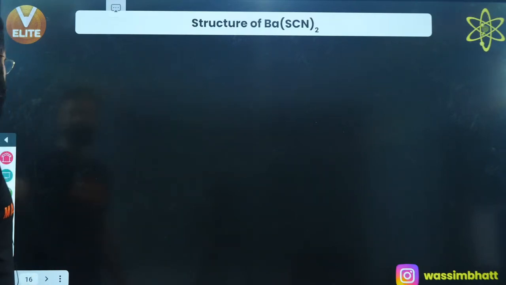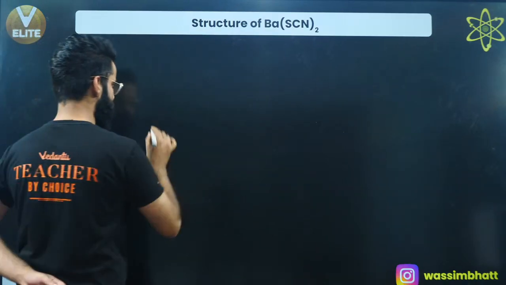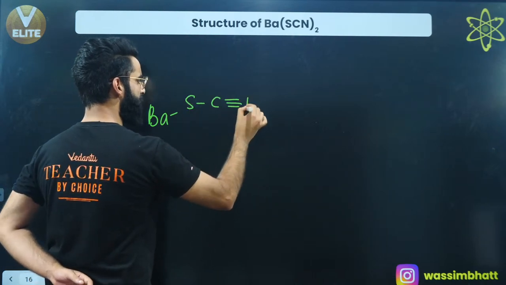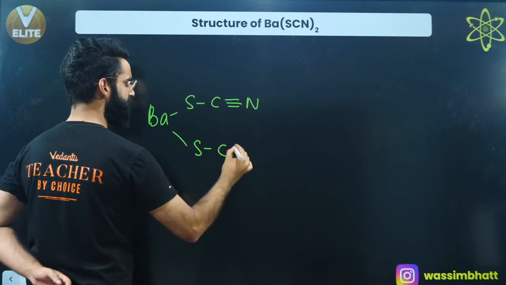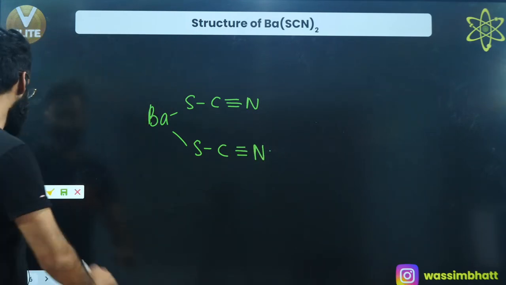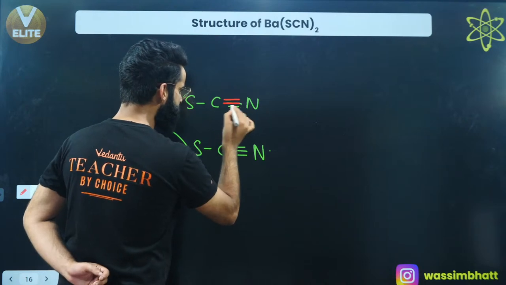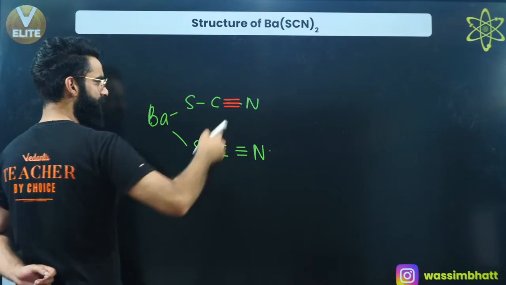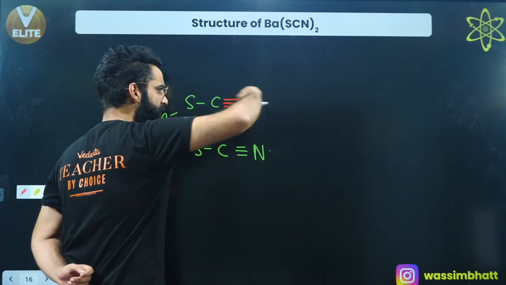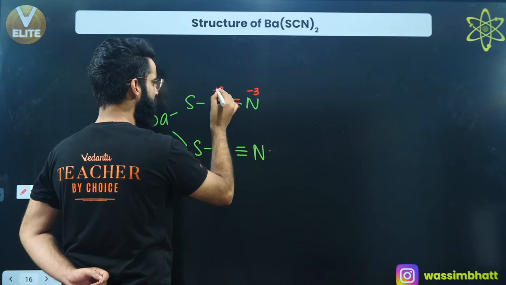This is the next structure, Ba(SCN)2. What is going to be the structure of Ba(SCN)2? I want you guys to remember this one as well. This is Ba, this is S, this is C, this is triple bond N. This is S, this is C, this is triple bond N. This is the structure of your Ba(SCN)2, right? Now we will have a look carefully. If I talk about this triple bond between carbon and nitrogen, nitrogen is more electronegative, so it is going to attract all these three bonded pair of electrons towards itself, due to which it carries -3, carbon carries +3, right?